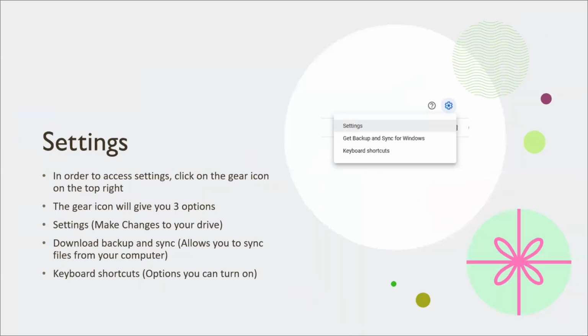So settings, just like everything else we talked about inside of Google or Gmail, you have your settings. In order to access your settings, it's in the same place, top right-hand corner. The little gear icon on the top right gives you three options: Get Backup and Sync for Windows, which is a handy tool if you want to download it and have your documents sync directly from your computer without having to upload each file individually. You have your keyboard shortcuts, and then you have the actual settings.